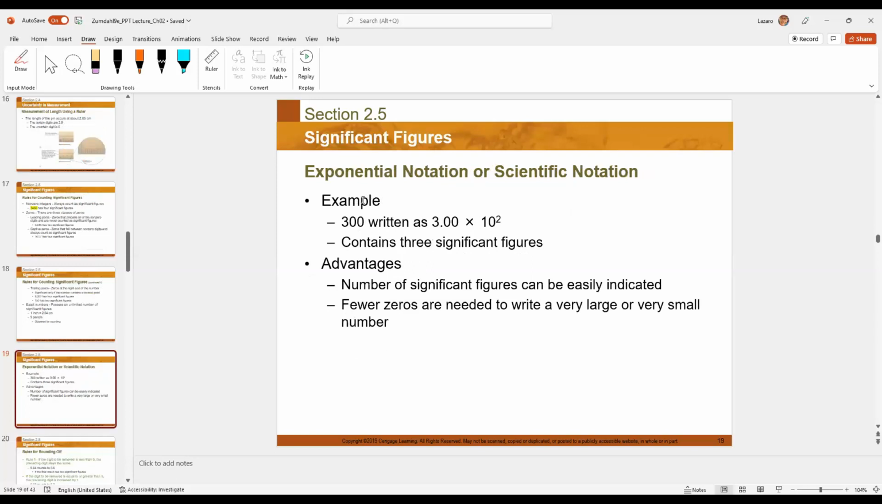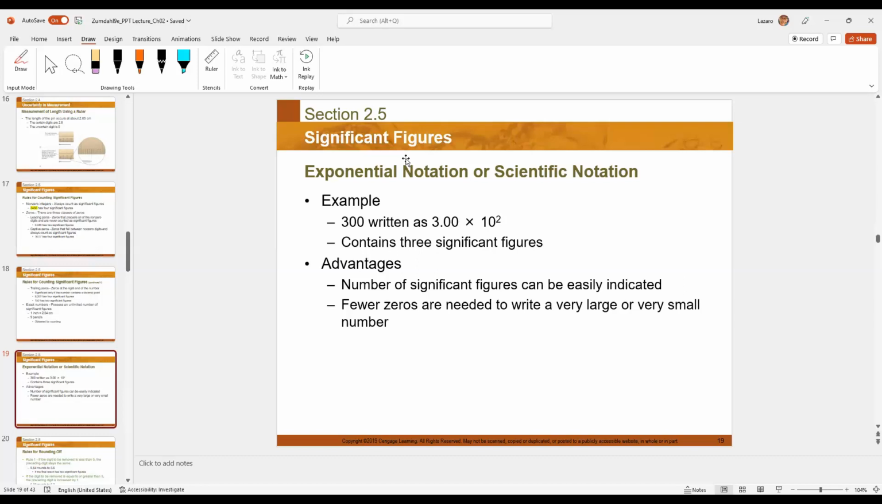Let's see, here we have an example of scientific notation. For example, 300 written as 3.00 times 10 to the second. You have here 3 significant figures in this case, if you write it this way.